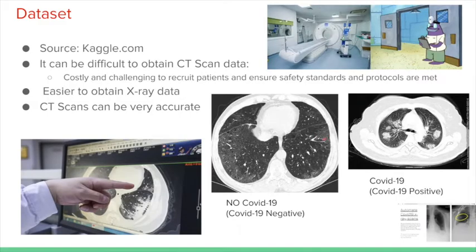Our data set came from Kaggle.com. It can be difficult to obtain CT scan data, but it's usually easier to obtain X-ray data, and CT scans can be very accurate, so we still use those. And this is a CT scan. This is a radiologist looking in between, trying to identify no COVID-19 or COVID-19 positive. And then there are these white speckles as well that are found a lot in COVID positive patients.